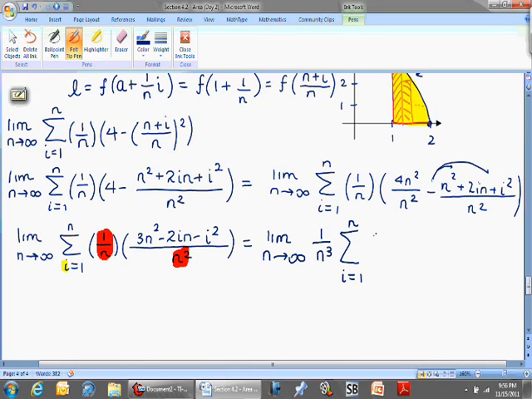We're just left with the expression 3n squared minus 2n. I'm going to go ahead and swap the n for the I. It'll be kind of apparent why I do that in a moment. Minus I squared.